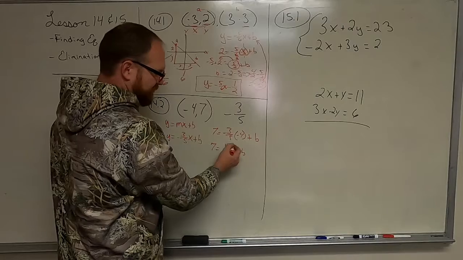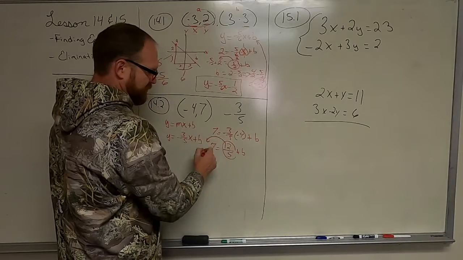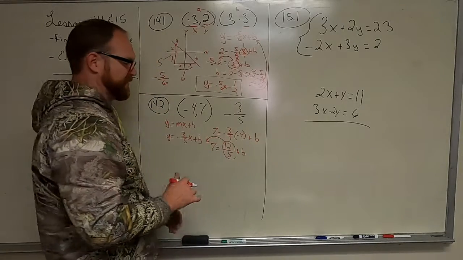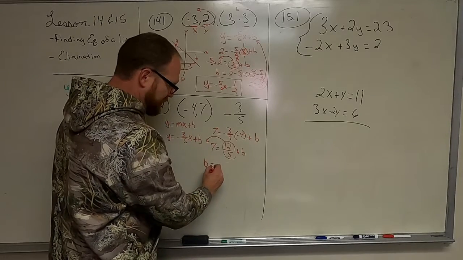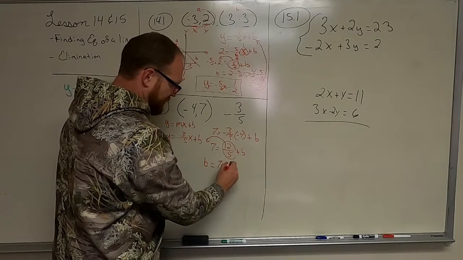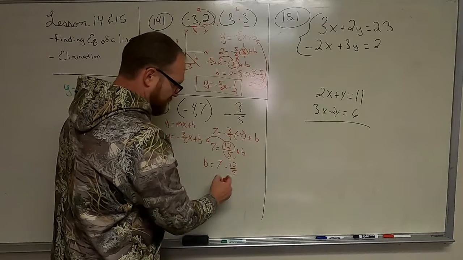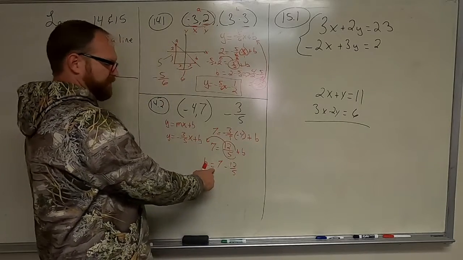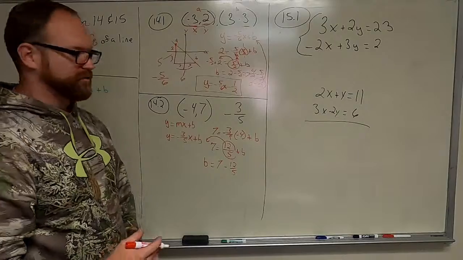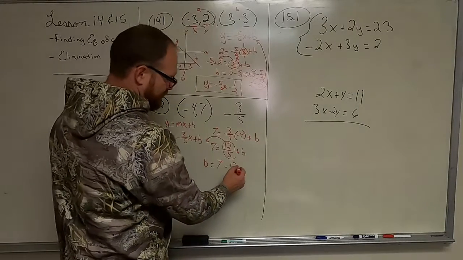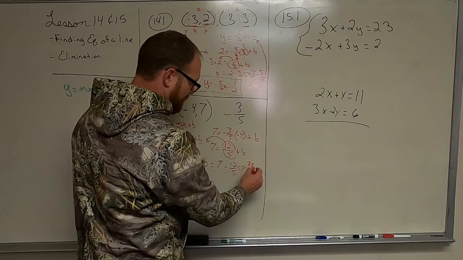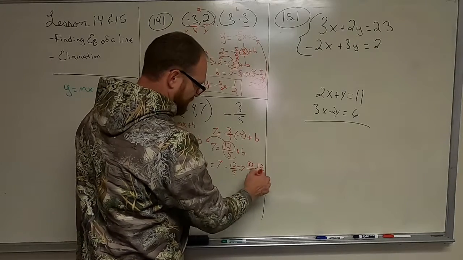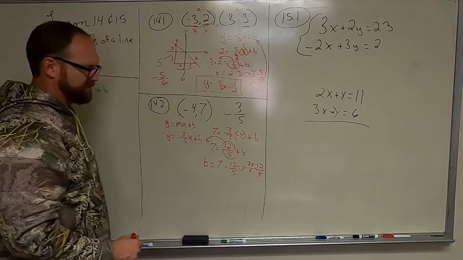Again, we get b by itself, so this 12 over 5 comes over here, change sides, change signs. I'm going to go ahead and flip that equation. So b equals 7 minus 12 over 5. I need to make this a fraction. I need to get common denominators in order to subtract. And so that is going to equal 35 over 5 minus 12 over 5. Get a little sloppy the lower I get, and I apologize for that.